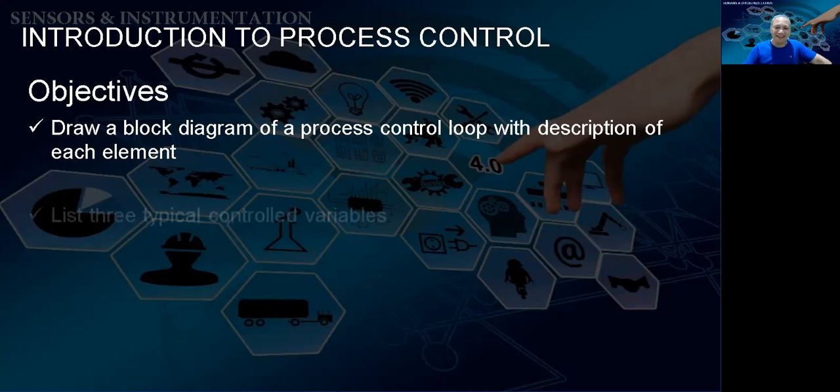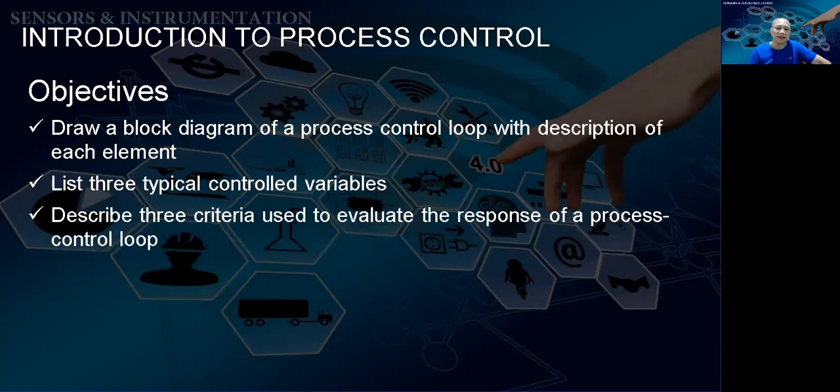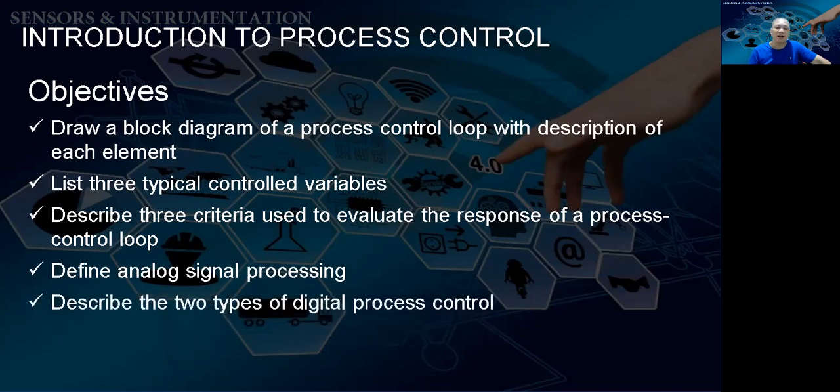You should also be able to list 3 typical control variables. There are differences between control variables so that we can understand how our sensors will come in later. And then describe 3 criteria used to evaluate the response of a process control loop, and define analog signal processing and describe the 2 types of digital process control. So from analog to digital, of course.